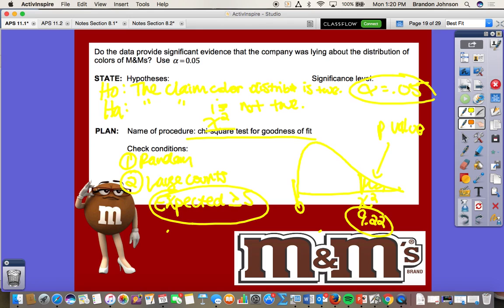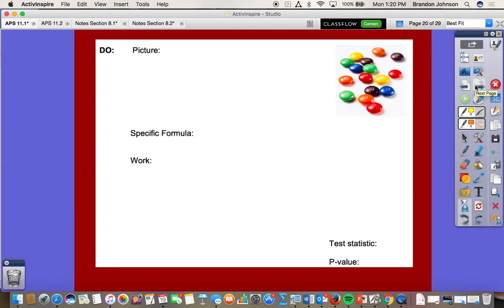All right, are we good so far? Okay. Now we did the picture already. You could redraw the picture if you needed to. But this is the big part here. Once we put the picture here, what's the specific formula? You have to state this. Is it the chi-square?